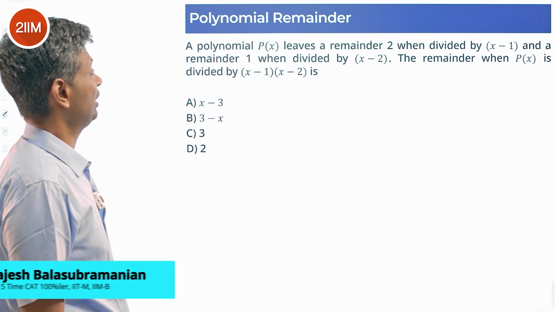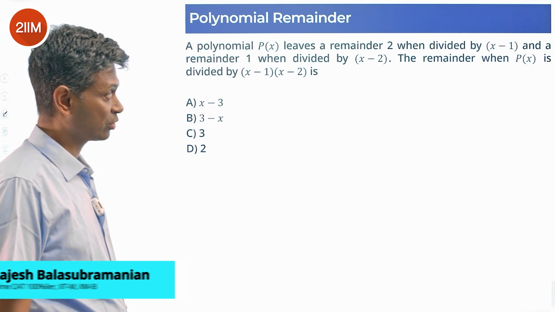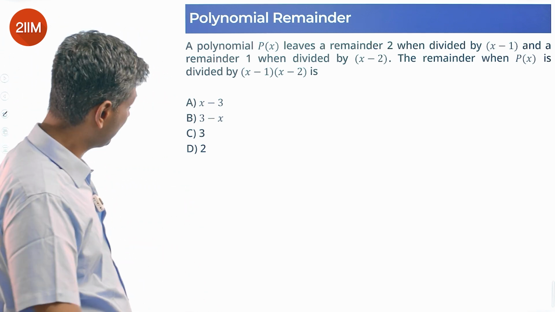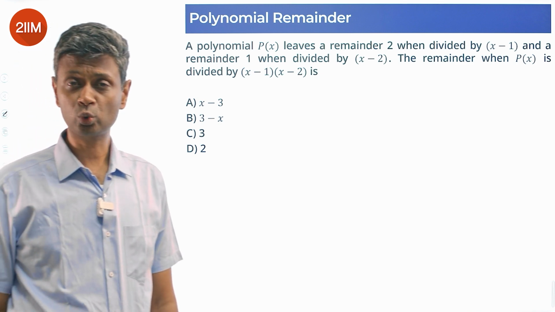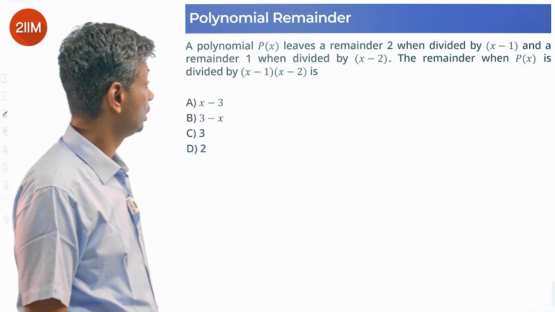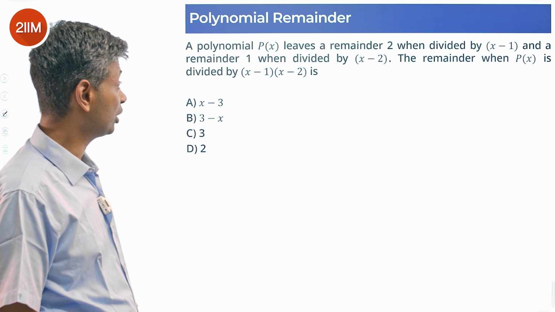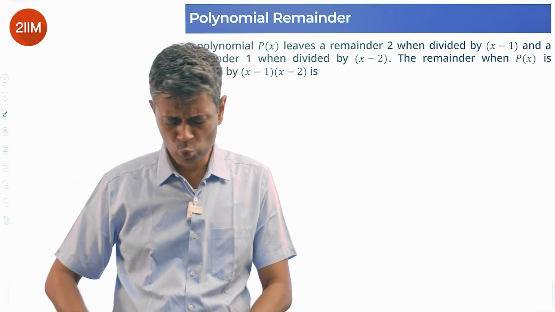Polynomial p of x leaves a remainder 2 when divided by x minus 1 and a remainder 1 when divided by x minus 2. Fine. The remainder when p of x is divided by x minus 1 into x minus 2. It's a beautiful question. Fine.